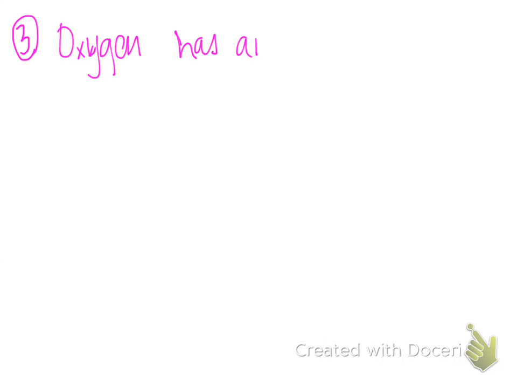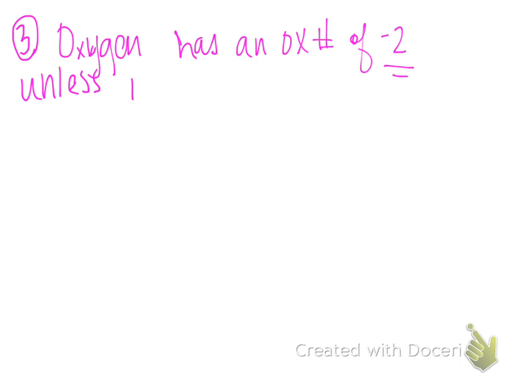Rule number 3. Oxygen has an oxidation number of -2 unless it's bonded with fluorine.